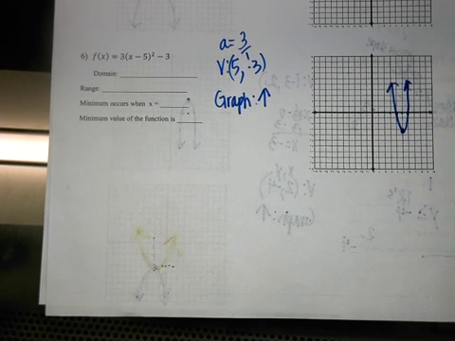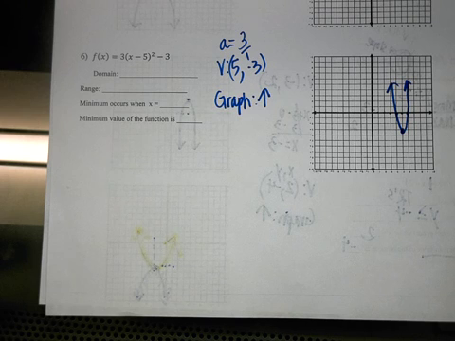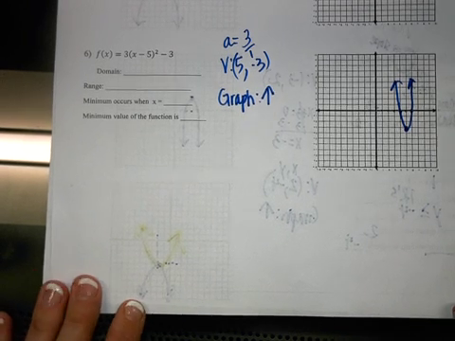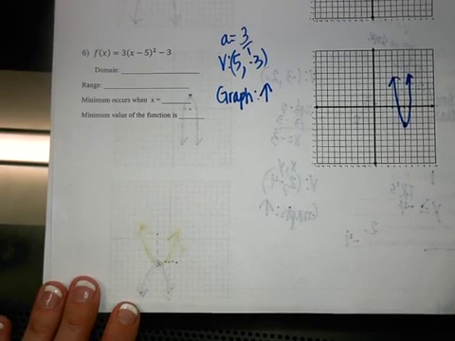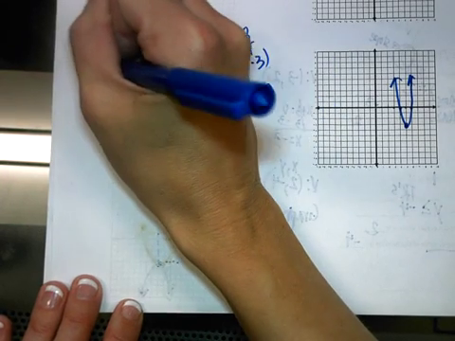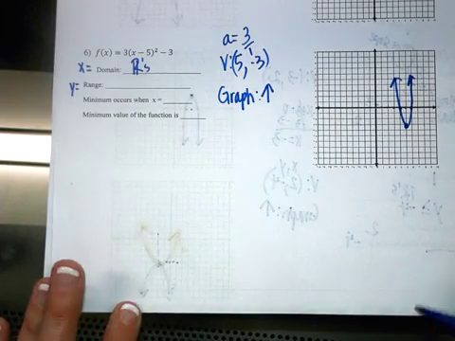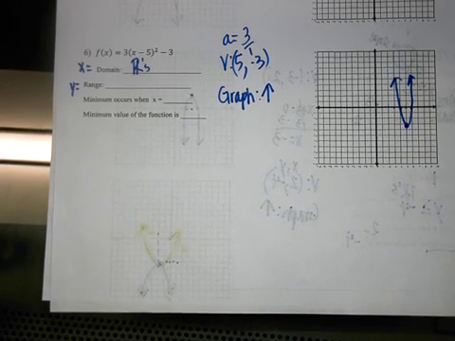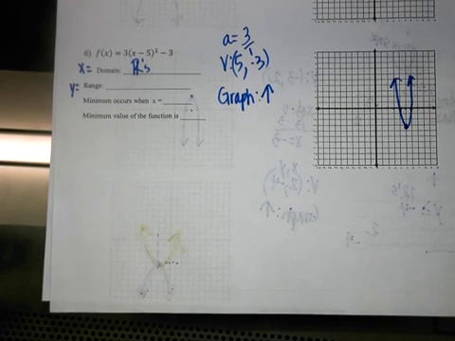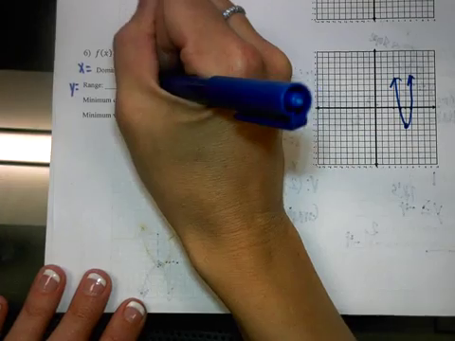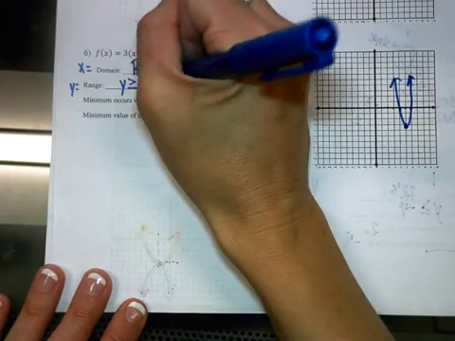Okay? My domain on this function is what? Yes, which means what though? All real numbers. Very good, because I could choose any value for x and I get an answer. So this will end up spreading out to infinity. My range is what? Y is greater than or equal to -3. Good, -3 is correct.